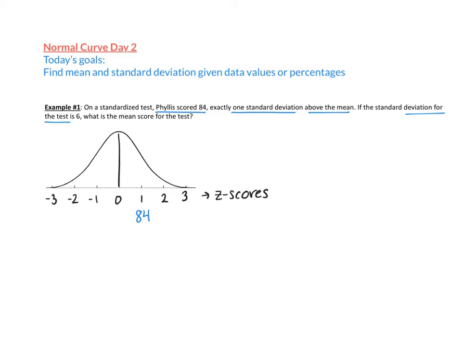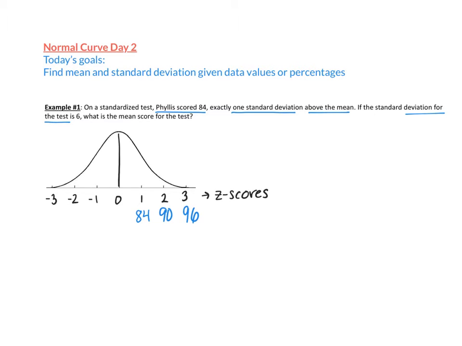So if you remember from the last video, a standard deviation of 6 means for every one standard deviation I go up, I'm adding 6. And every standard deviation I go down, I'm subtracting 6. So if I start with 84 and add 6, I'll get 90, and that goes for 2. I'll add 6 again, and that's 96.